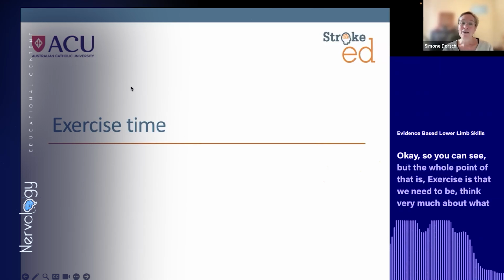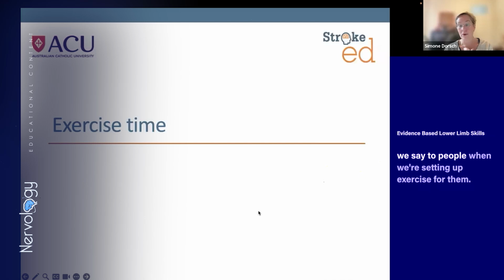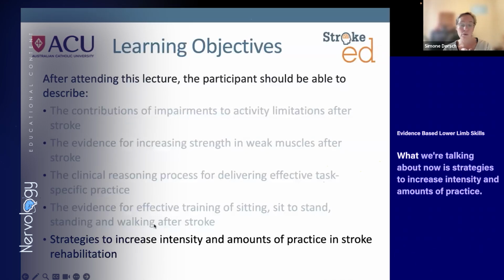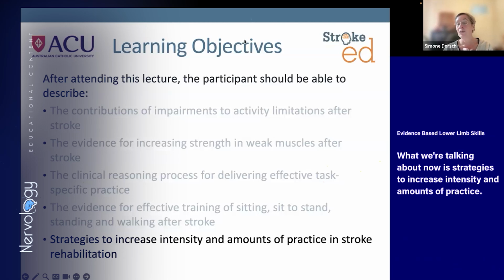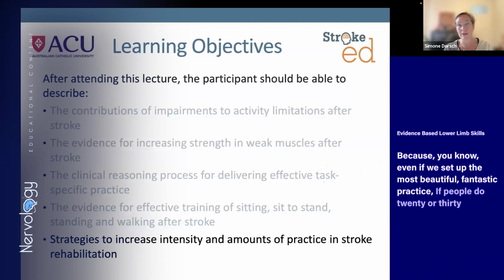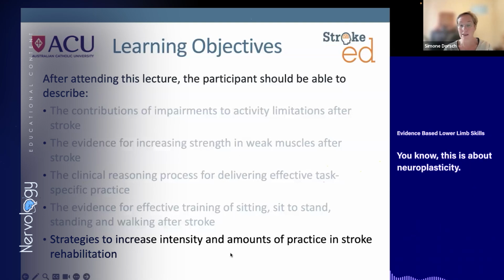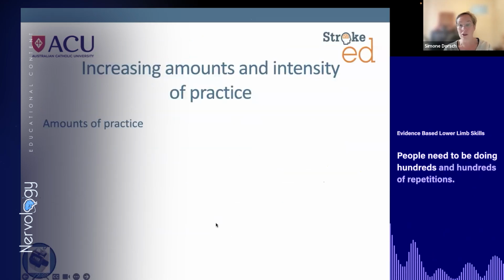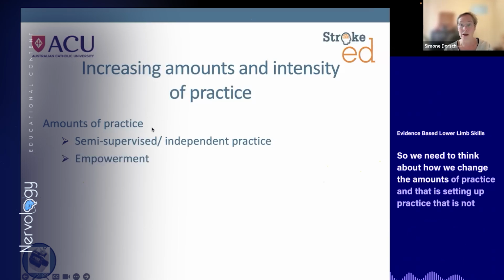Okay. The whole point of that exercise is that we need to think very much about what we say to people when we're setting up exercise for them. What we're talking about now is strategies to increase intensity and amounts of practice. Because even if we set up the most beautiful, fantastic practice, if people do 20 or 30 repetitions, they are not going to get better. This is about neural plasticity. People need to be doing hundreds and hundreds of repetitions. So we need to think about how we change the amounts of practice.